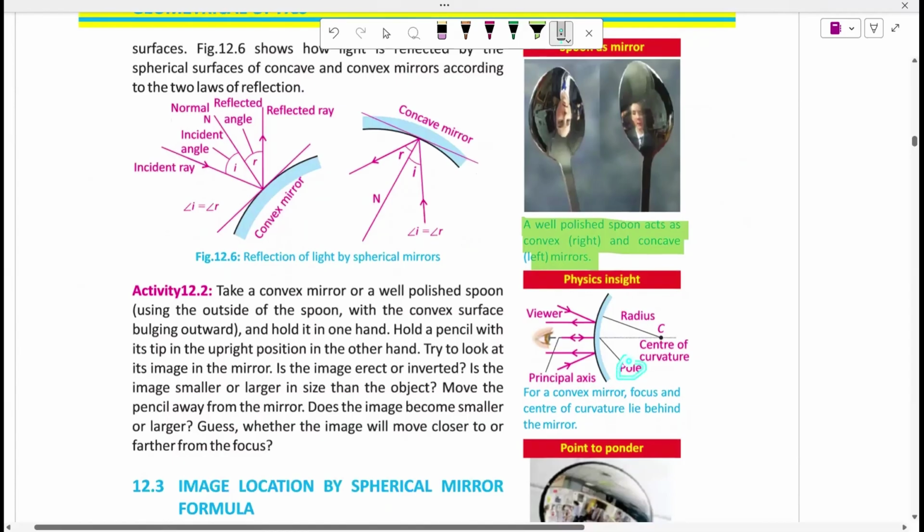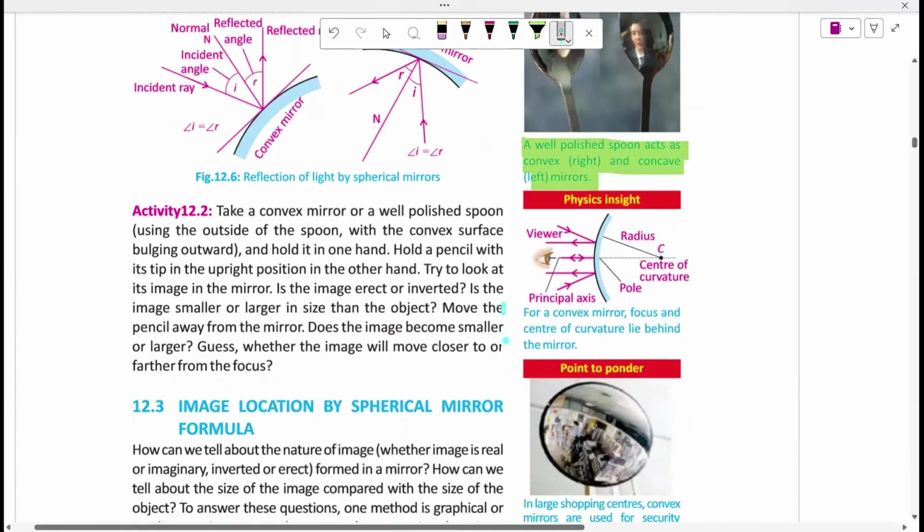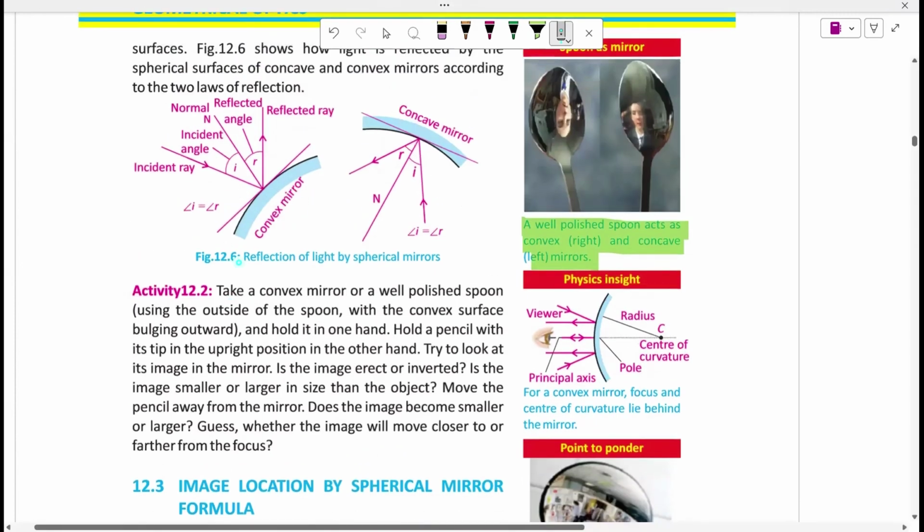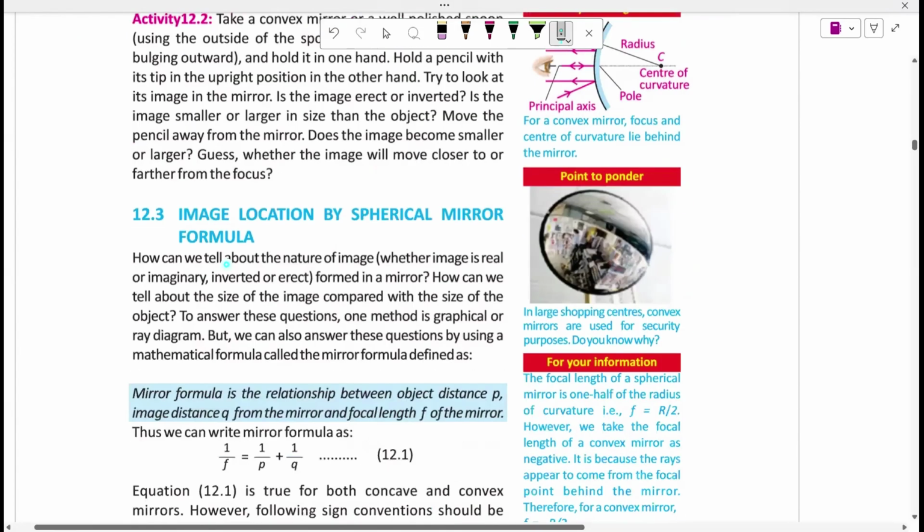ये पोल उन्होंने यहाँ पे डिस्कस किया हुआ है, उधर ऊपर वाली डायग्राम में डिस्कस नहीं था. सेंटर ऑफ कर्वेचर. Here for convex mirror, focus and center of curvature lie behind the mirror, not in front of the mirror. You could see here it's behind the mirror because this is the reflective surface, not this one. Okay. Here the law of reflection is discussed with respect to convex mirror, that incident ray equals reflected ray, and everything that we discussed. Yeah, same for concave. Again, the only thing that we need to keep in our mind is the outer surface and inner surface is reflective.